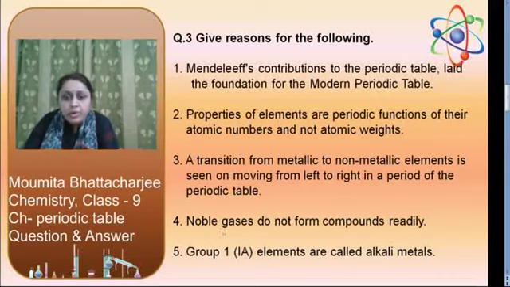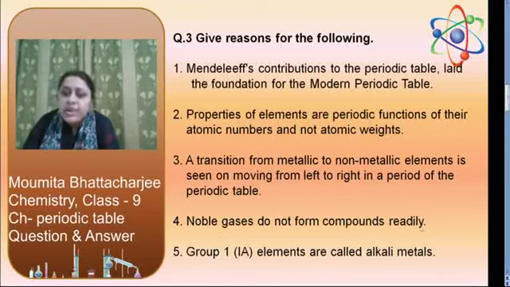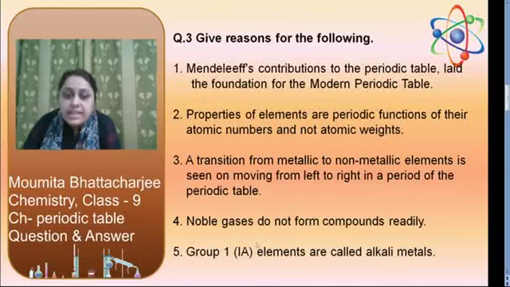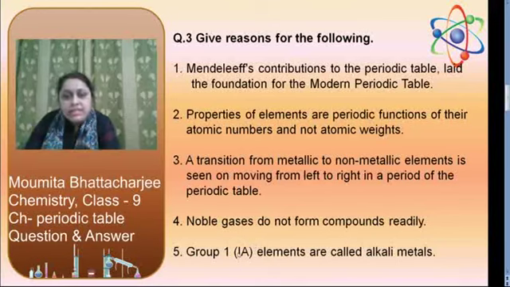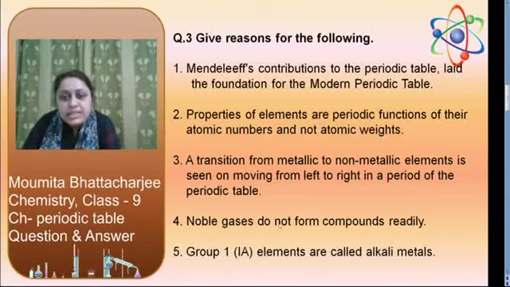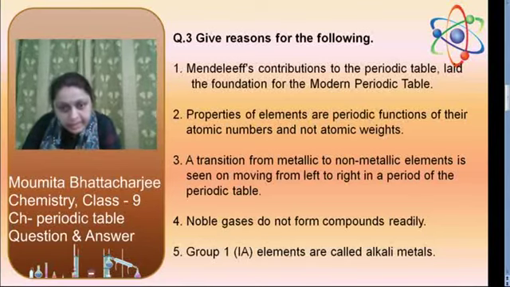Next one, noble gases do not form compounds readily. We know that noble gases are the inert gases. They don't have any valency. Their valency is 0. Valency 0 means they cannot combine with other elements to form compounds readily. That's why noble gases do not form compounds readily.